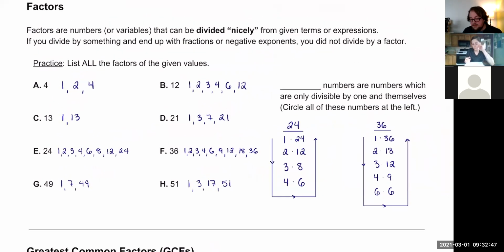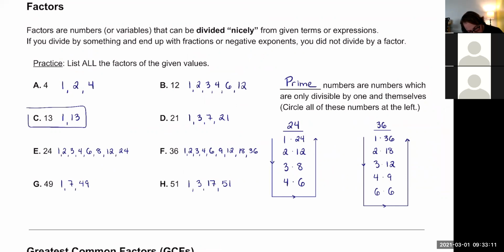Now, I've actually already kind of ruined the surprise because I said it already. What types of numbers are numbers which are only divisible by 1 and themselves? Prime numbers. And did we have any prime numbers in our list? So 13 was the only prime number we had.